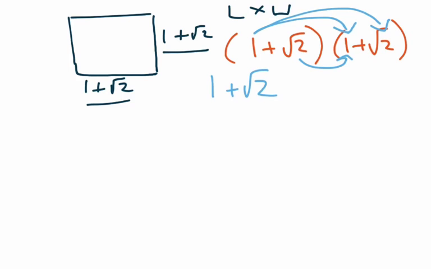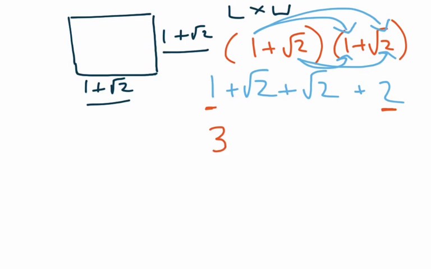Coming underneath, root 2 times 1 again is root 2. And then finally, root 2 times root 2. There's that rule we keep coming across. Would give me 2. Let's collect like terms. So I've got 1 at the beginning and 2 at the end. And 1 plus 2 is simply 3.